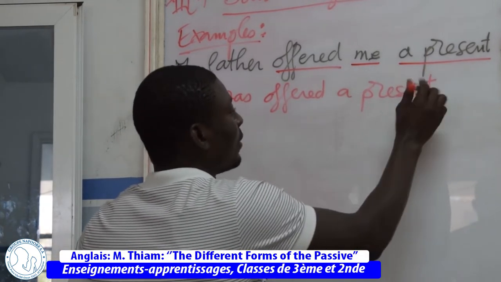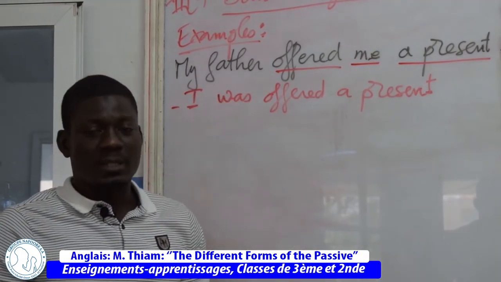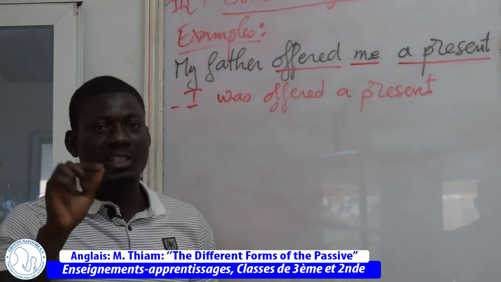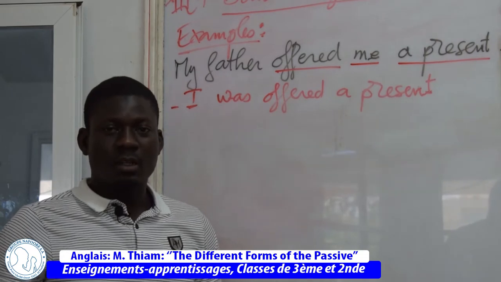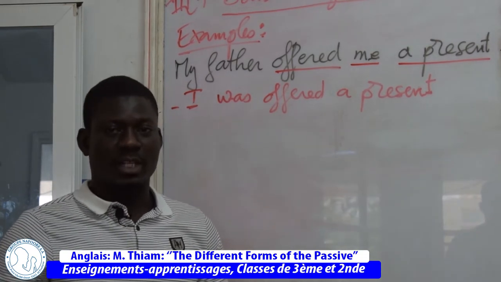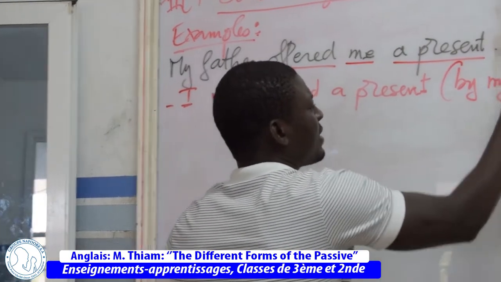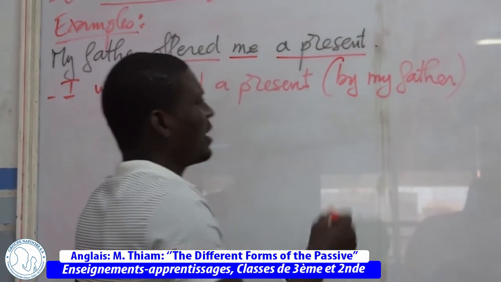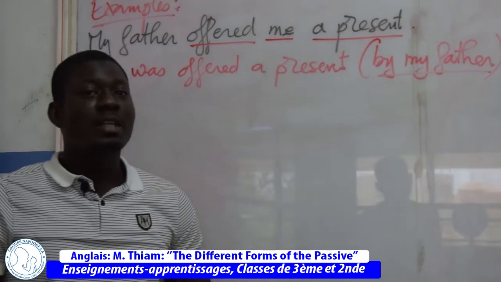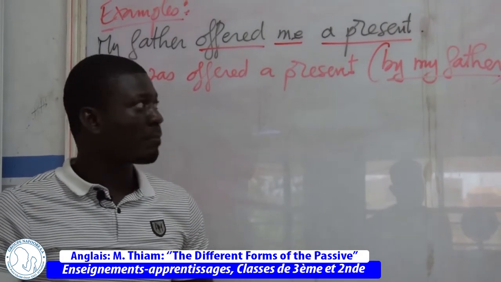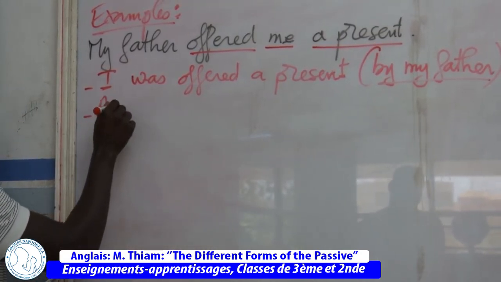Okay? Now, in this sentence, we don't have to necessarily put the agent object. If we like, we can elide the agent object, meaning by my father is optional. It's not compulsory, meaning it's not obligatory. Okay? Right. Another sentence, now this time from a present.